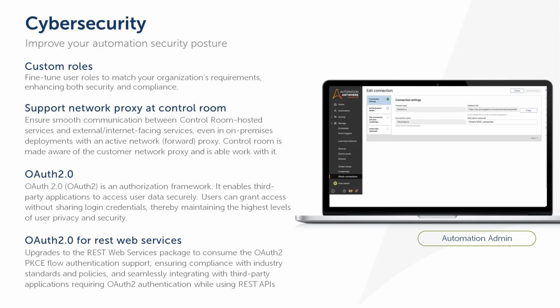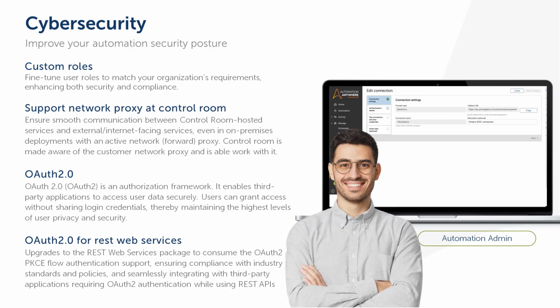Automation 360 Release version 30 introduces several new features that improve enterprise security. These include the ability to create customized system roles with greater granularity to align permissions using the principle of least privilege, the ability to configure a network proxy for outgoing communication from the control room, and enhanced OAuth 2.0 support for SaaS applications and REST web services.